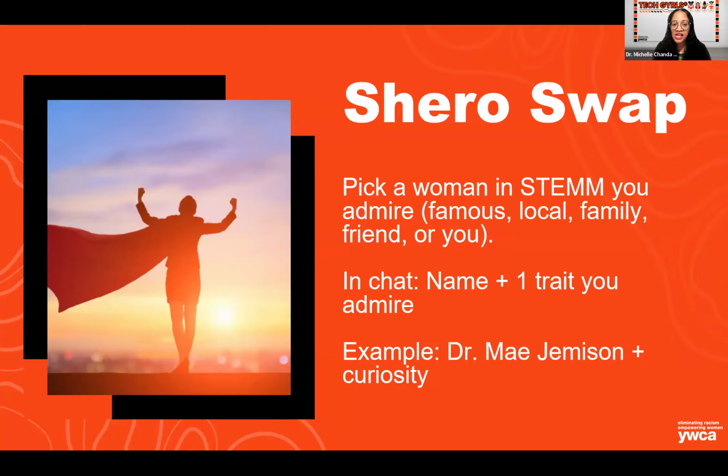So example, Dr. Mae Jemison, and I admire her curiosity. Or Dr. Sabrina Gonzalez Pastersky, and I admire her persistence. So something to get you thinking about women in STEM. I want you to just drop their names and their traits in the chat. We have 45 seconds. Go. And if you're stuck, it's okay. You could write your name and the word resilience because you showed up today. And that's a win.